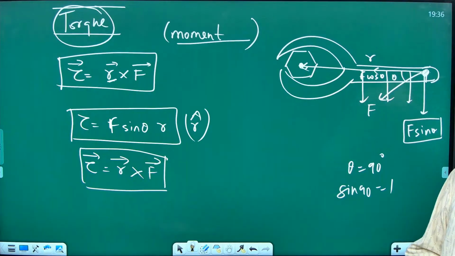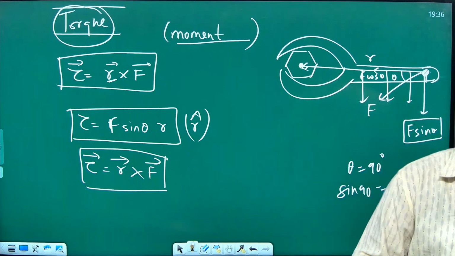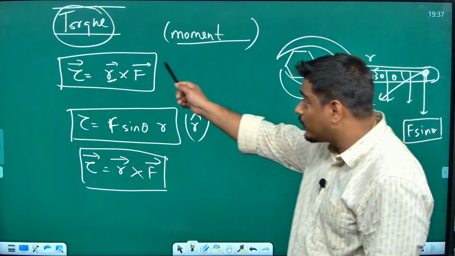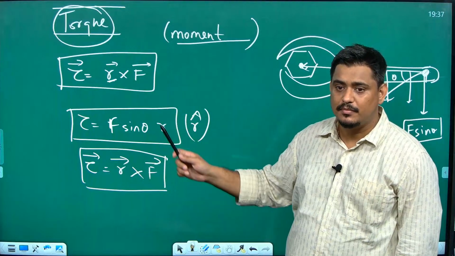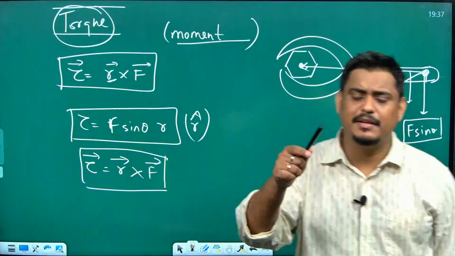Tell me, Raghav. R, it's not "into", man. It is cross. R vector cross F vector, which will become... I'll repeat one second. What are you asking, Raghav? Tell me again.